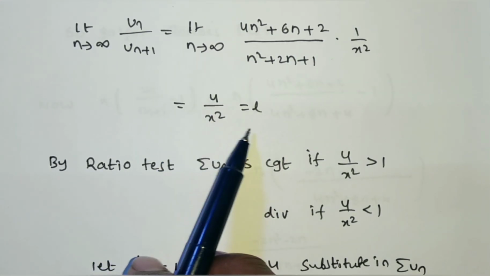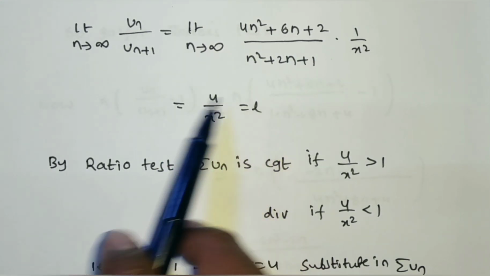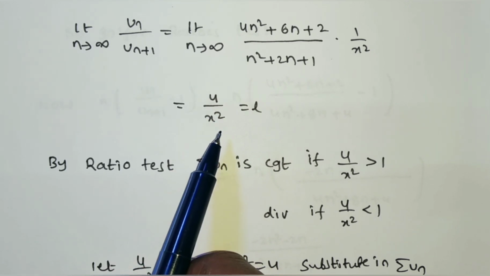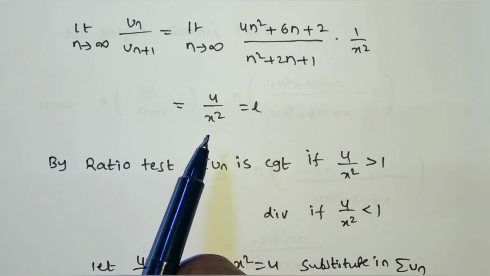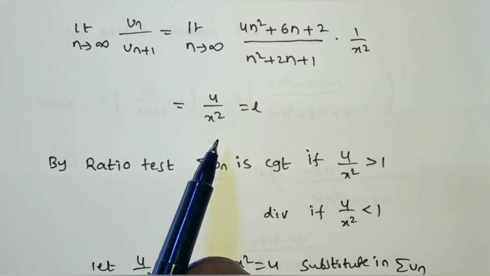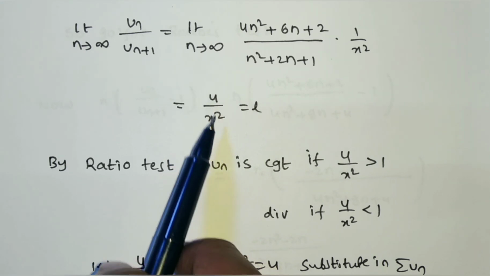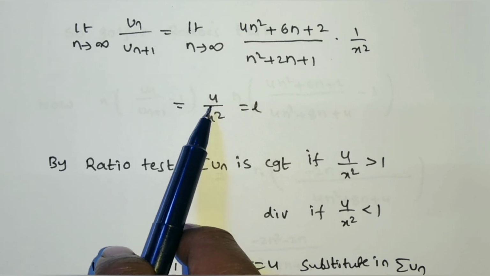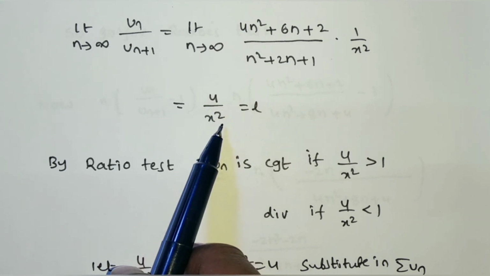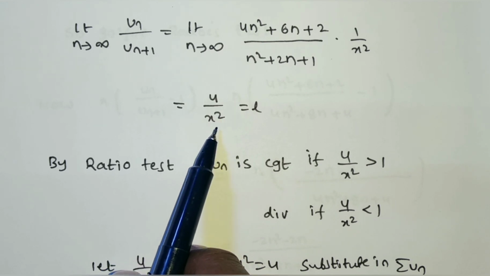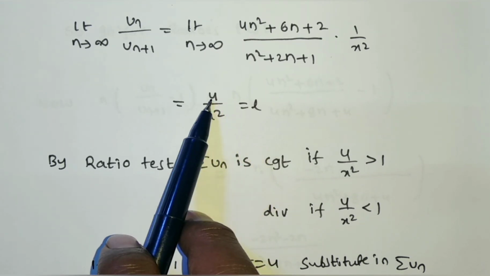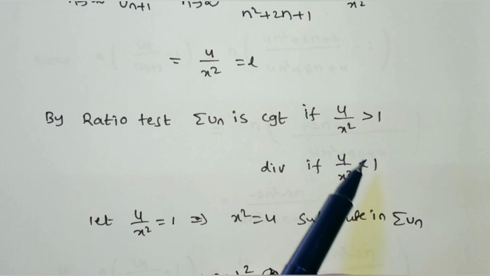So 4 by x square is the limit. Do you know what the x value is? We don't know. Generally, in the problem, x is given as positive. X positive means x may be less than 4, x may be greater than 4. X square may be less than 4, greater than 4, or else x square may be 4. So 4 by x square may be greater than 1, less than 1, or equal to 1.